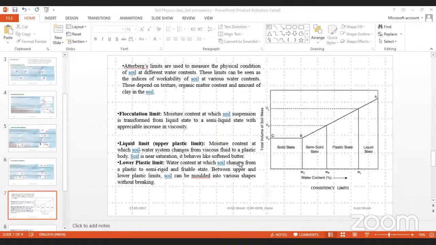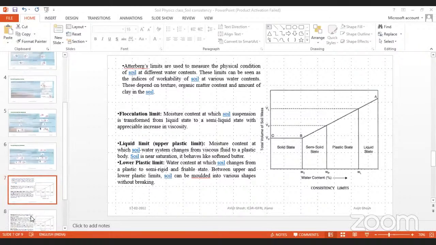Soil water content will change. Soil changes from a plastic state to a semi-solid state, beyond which you cannot compress the soil, and that is the solid state of the soil. So there are three Atterberg limits: the flocculation limit, liquid limit, and lower plastic limit in soil.